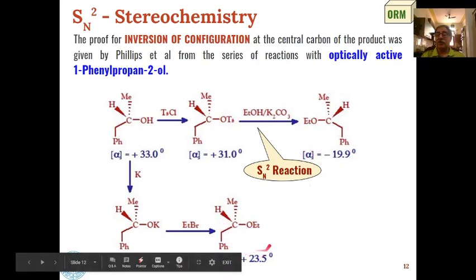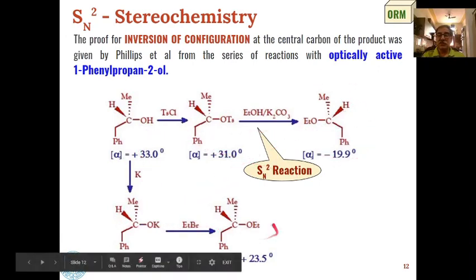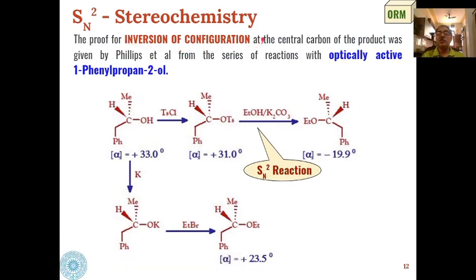So on the basis of these reactions, we can say that when SN2 reaction takes place, the configuration becomes inverted, whereas in this reaction the configuration has remained the same. So this proves that SN2 type of reactions accompany inversion of configuration, or Walden inversion.